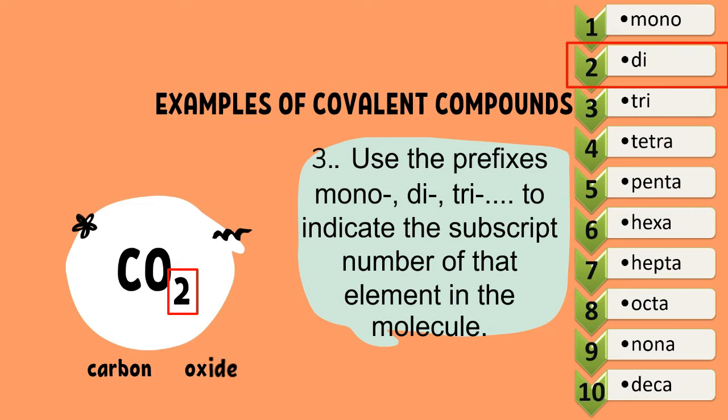When we say prefix, we have to put this at the beginning of the word. So we put di at the beginning of oxide. It will become dioxide, meaning we have two oxygen in this compound. So the name of this covalent compound is carbon dioxide. This rule number 3 only applies in naming covalent compounds. It does not apply in naming ionic compounds. Again, it only applies in naming covalent compounds.